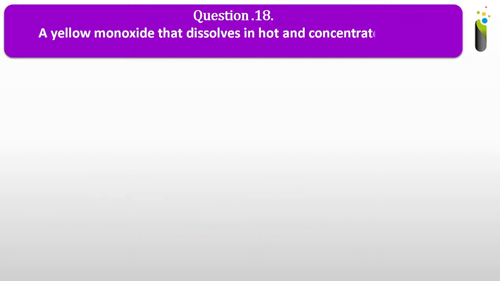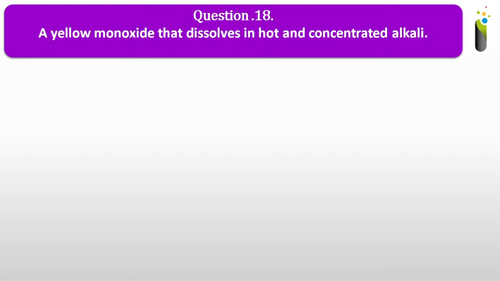Okay, coming to the next question number 18. A yellow monoxide that dissolves in hot and concentrated alkali. There's one thing I would like to tell you, Killer CR7. Since you find that the screen is a little blurred, please change the settings. Go to the settings and change the video quality to 720p. Please change the video quality to 720p from the settings option so that you can see the screen clearly.